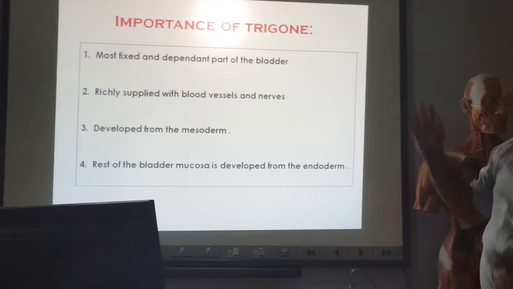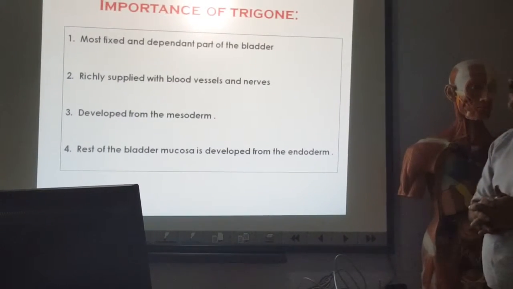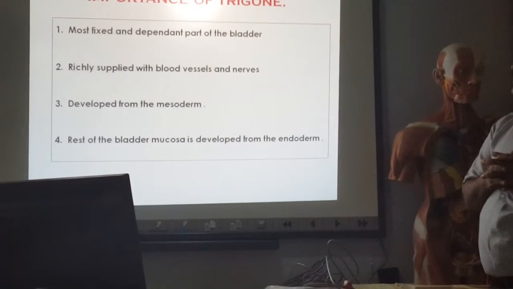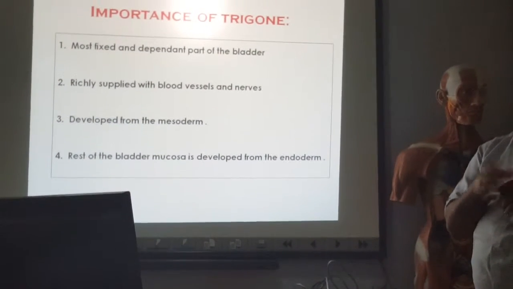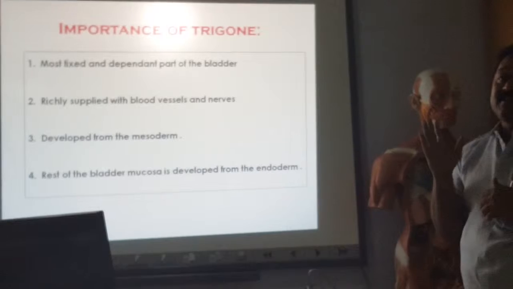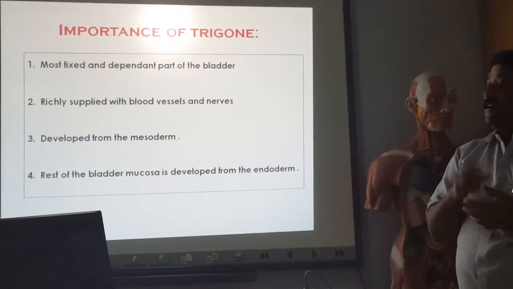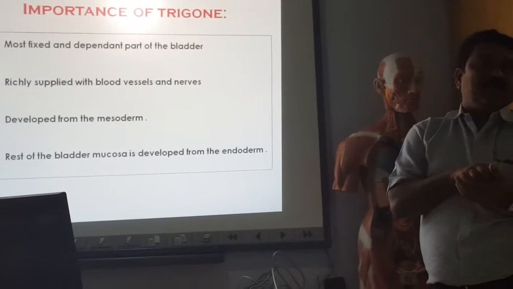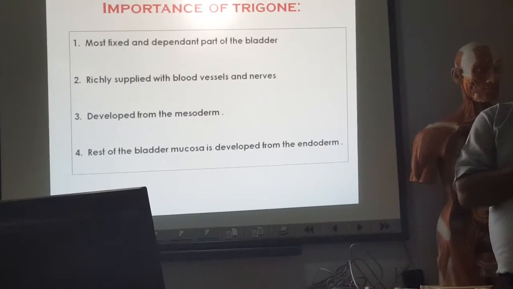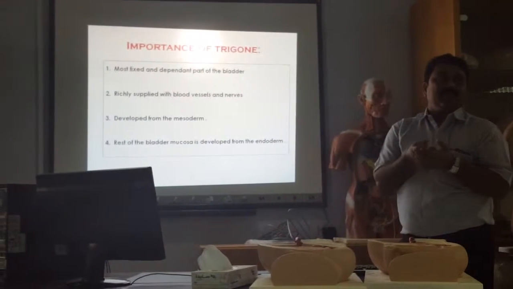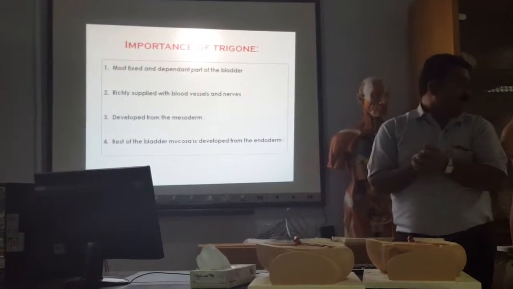Next is the importance of this trigone, the most fixed part of the urinary bladder. It is richly supplied by blood vessels and nerves. The trigone is developed from the mesoderm, and the rest of the urinary bladder develops from the endoderm.